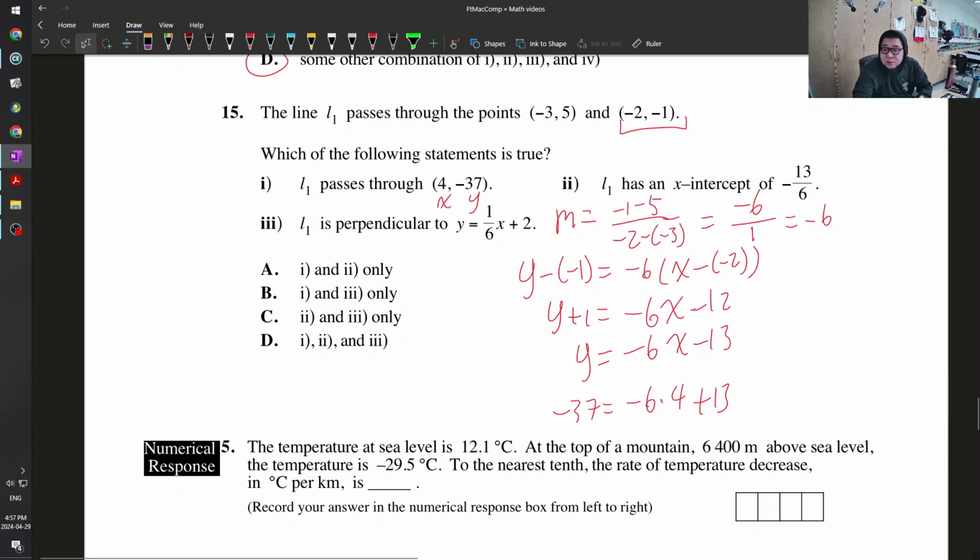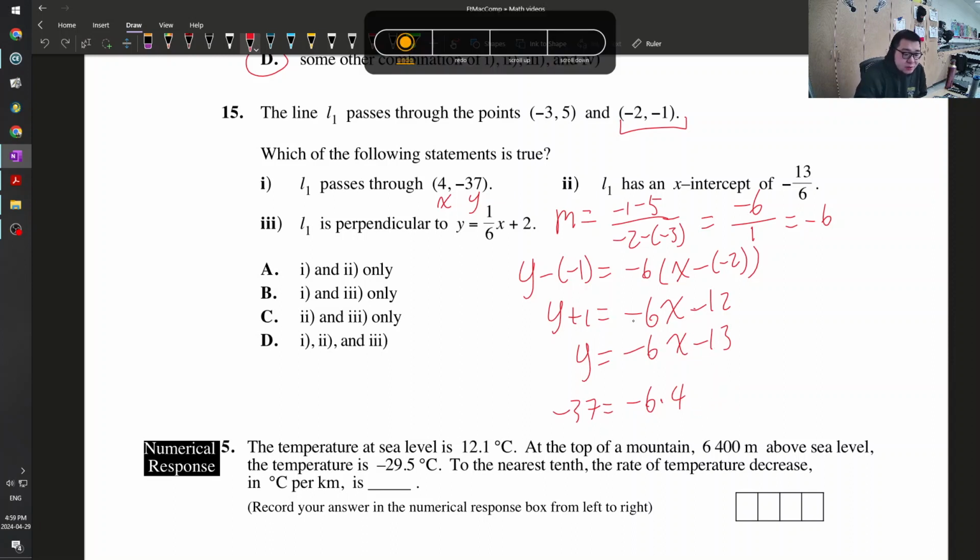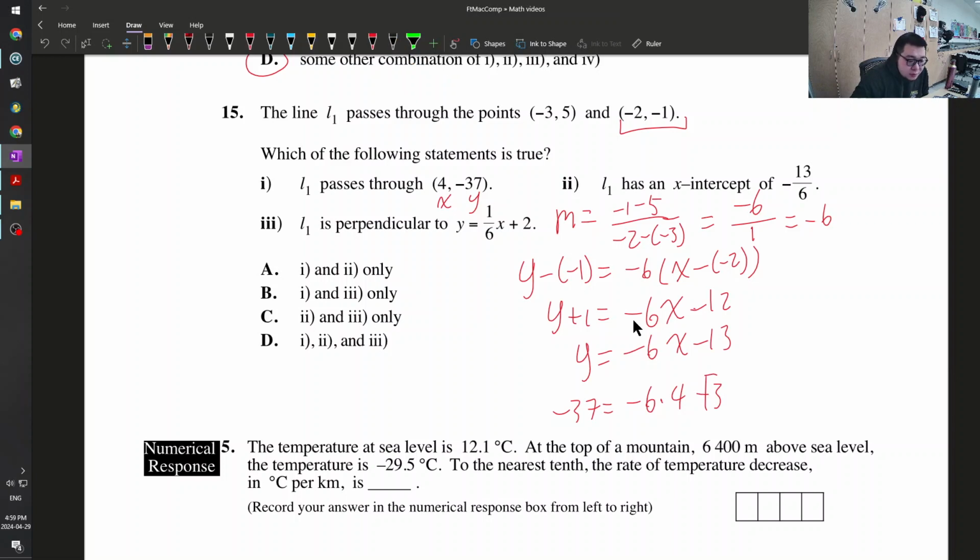Alright, just give me a sec. I just want to double check my answers. Alright, I found out what the mistake is. I copied the sign down wrong. So it should be subtract 13 and not add 13. And now, if it's subtract 13, we just put this in our calculator. We get negative 37 is equal to negative 37, which matches up. So number one is correct.